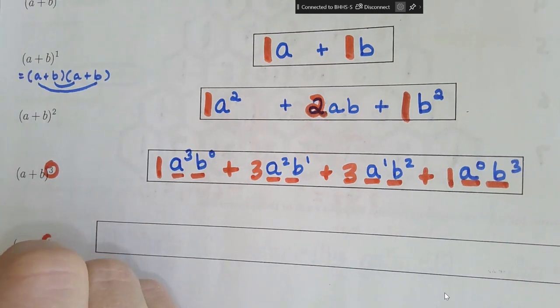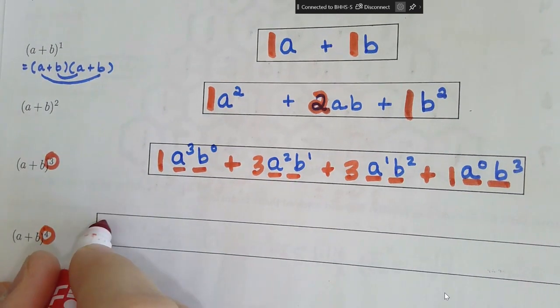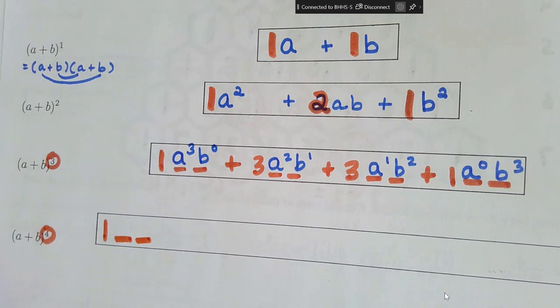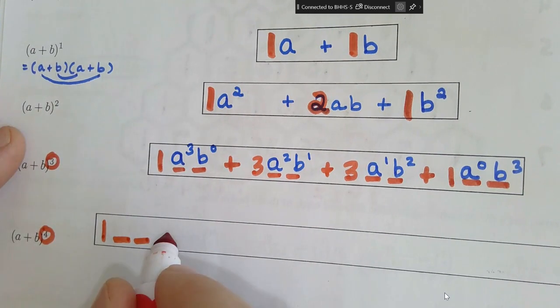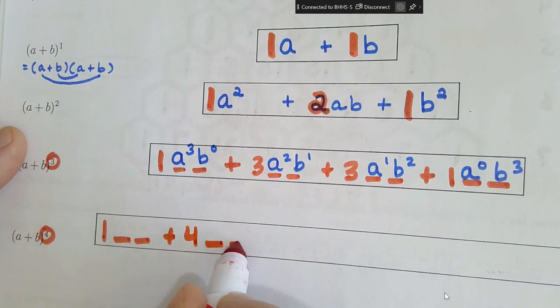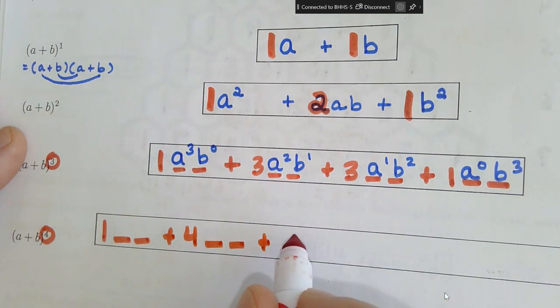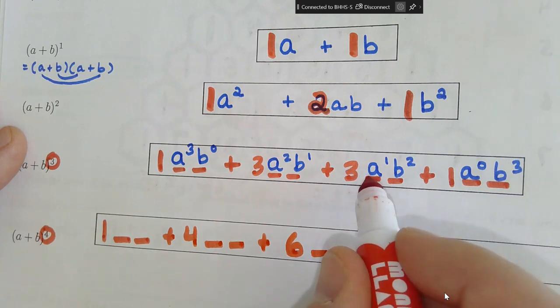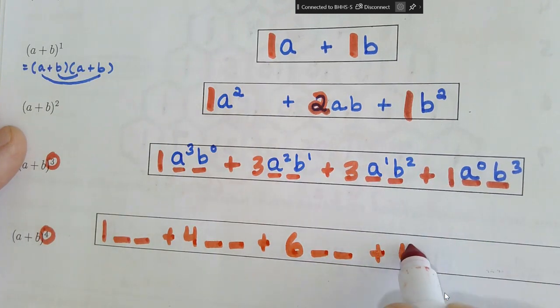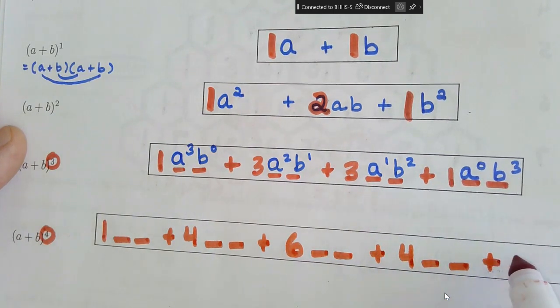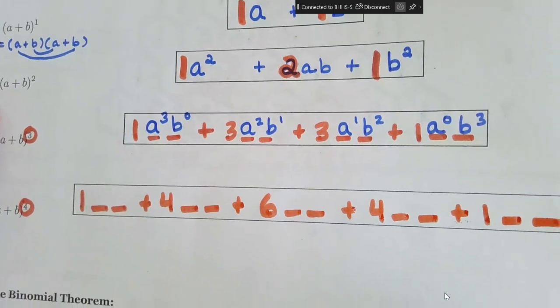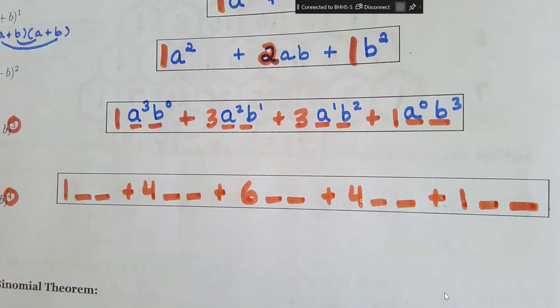This one is the 4th power. So you're going to start with 1. Let's see, what does the 4th row look like? It is 1, 1 plus 3 is 4, 3 plus 3 is 6, 3 plus 1 is 4, and 1. I know it's kind of weird, but I want you to start your problems like that.